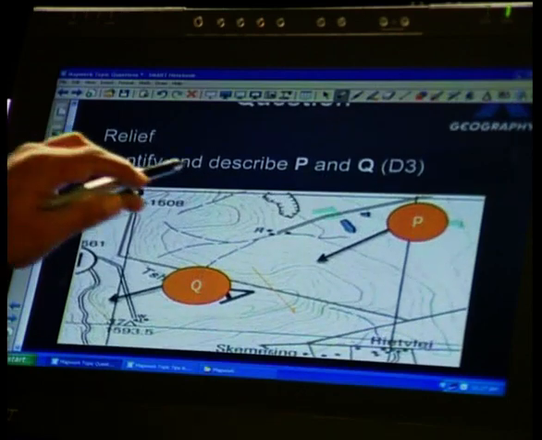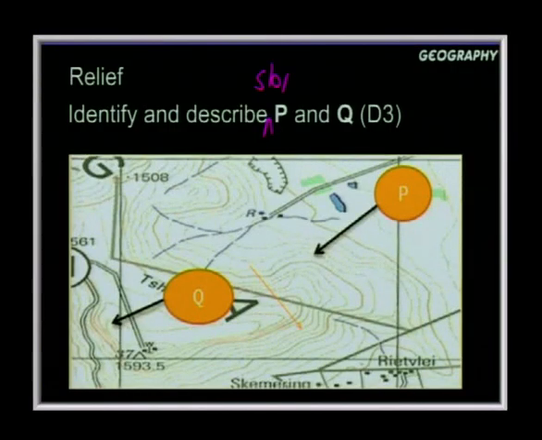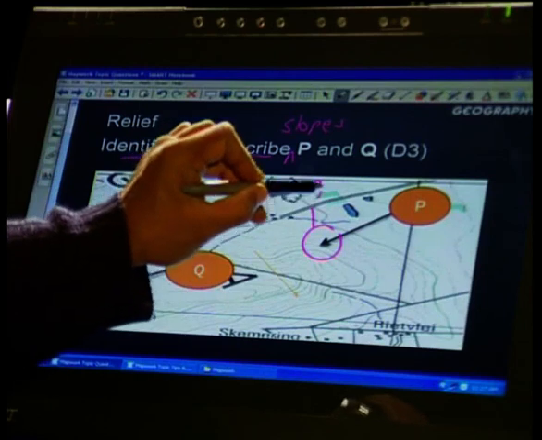With relief also, we could look at other questions that can be asked. For instance, when we look at identifying or describing more slopes, P and Q. Now remember, identify, you state the type of slope, and describe, you describe it. So here we looked at the contour lines are far apart, and here it's closer together. When it's far apart, it's known as a dip slope.